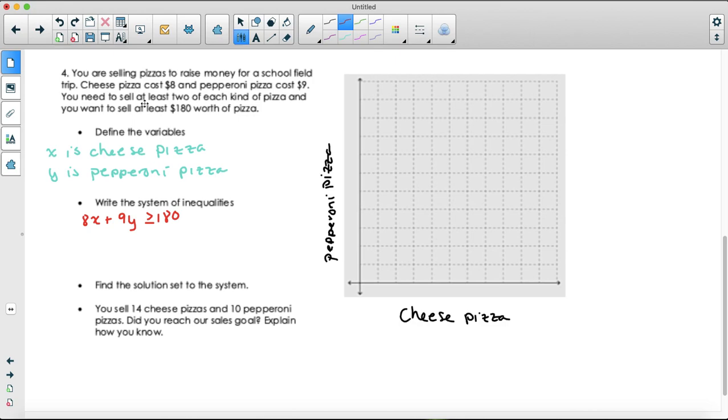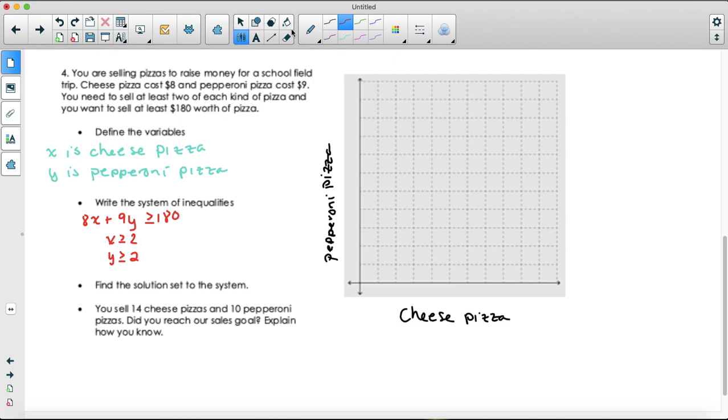Then it says you need to sell at least 2 of each kind. So that means that our X, our cheese, has to be more than or equal to 2, but also our Y has to be more than or equal to 2. So again, we have 3 different inequalities here. So we have to draw 3 different lines.